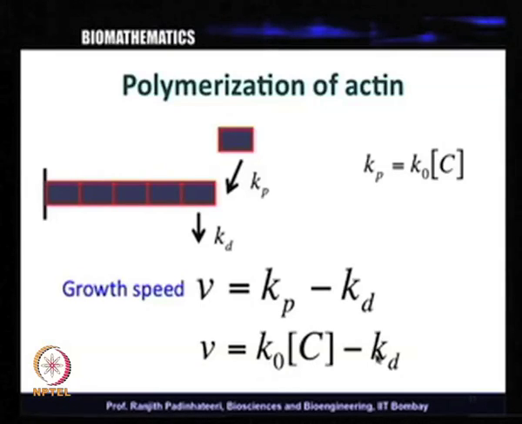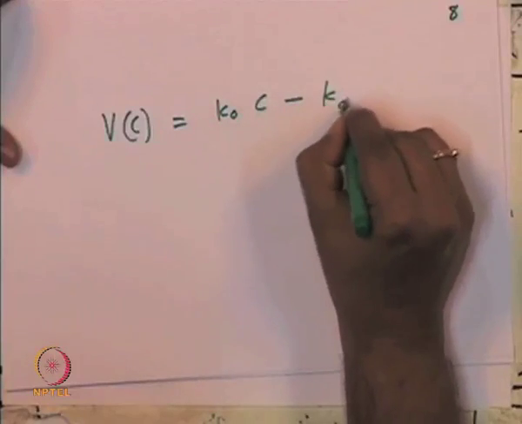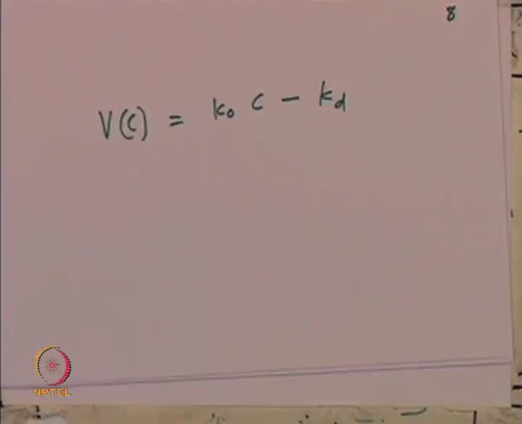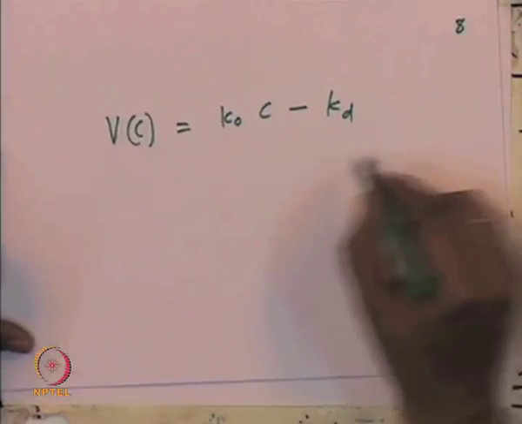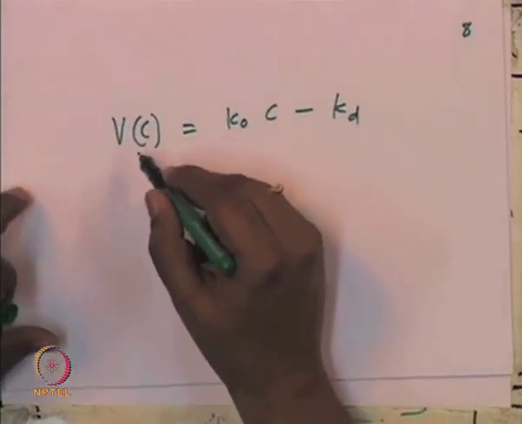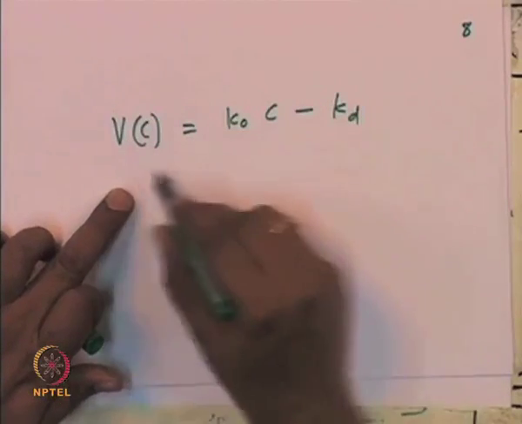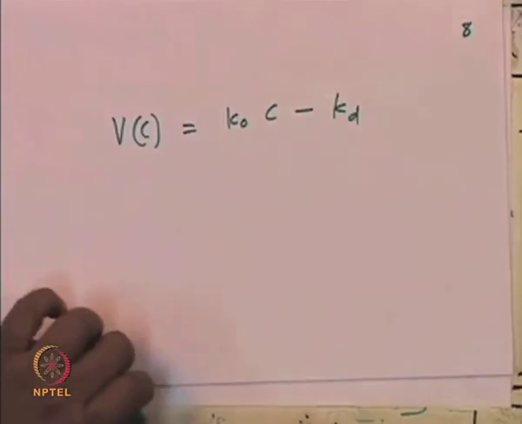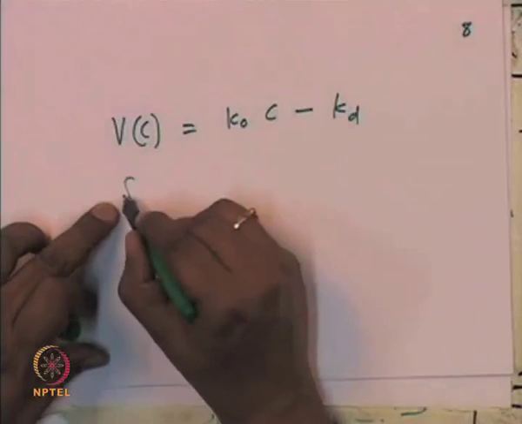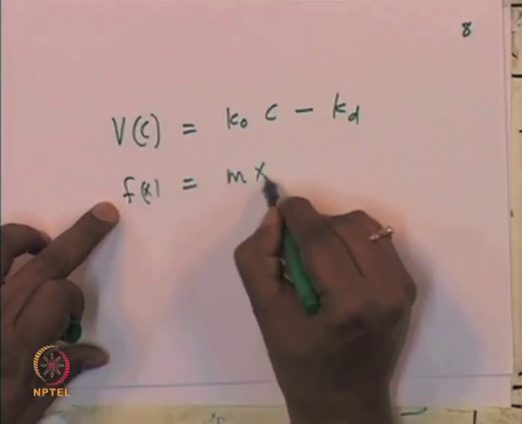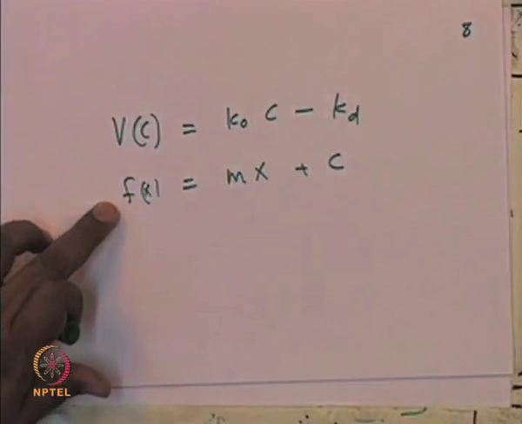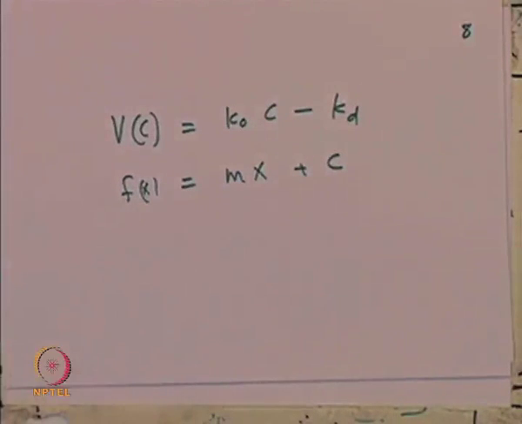So, this is the function. So, we have a function. So, let us look at v, which is a function of c, is k0 times c minus kd. In other words, you can write this is your f of x, the function velocity is a function of concentration. So, the function we are interested in here is velocity. So, this is like f of x equal to m x plus c. You might have seen this equation. As we learned, this is a straight line. So, we can plot this.